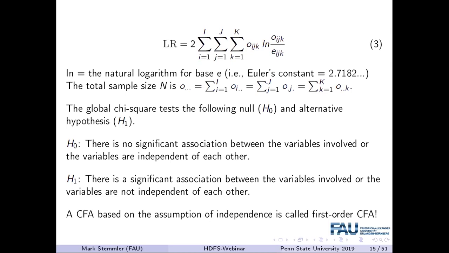Now, let's say we have a 2x2 table: smoking status, yes, no, and the other variable is lung cancer, yes, no. The null hypothesis would assume that there is no association between smoking and cancer status. And of course, in research, we would like to reject the null hypothesis and accept the alternative hypothesis, which says that the variables involved are not independent of each other. So there's some kind of a connection. A CFA based on the assumption of independence is called first order CFA.